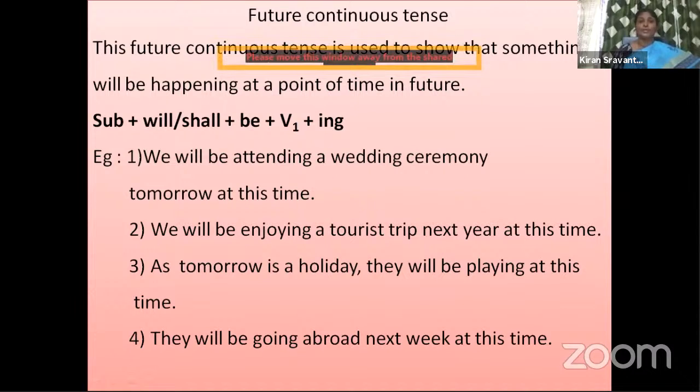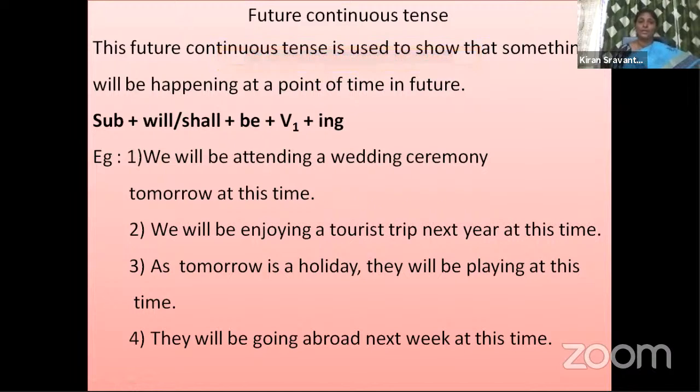And again, as tomorrow is a holiday, they will be playing at this time. We can't stop the children. So as tomorrow is a holiday, what will the children do? They will be playing at this time. They will not stay indoors. So future simple is not possible. They will be playing, future continuous tense. They will put it into action.